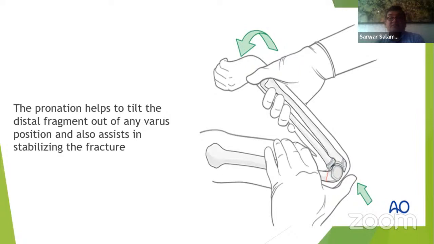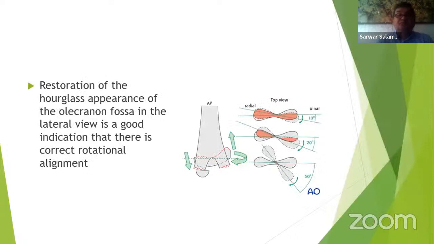So in lateral view, whether it is okay or not, this hourglass appearance of the distal humerus in lateral view will tell us that it is in good reduction. Only this restoration of hourglass appearance of the olecranon fossa is seen well in lateral view, and it indicates that it is in correct alignment. So we should have a practice to see this hourglass appearance in the lateral view.